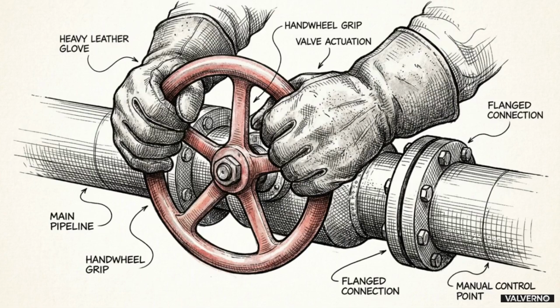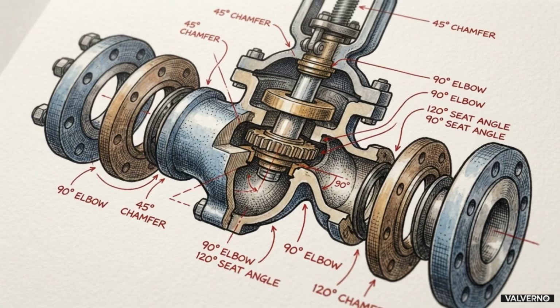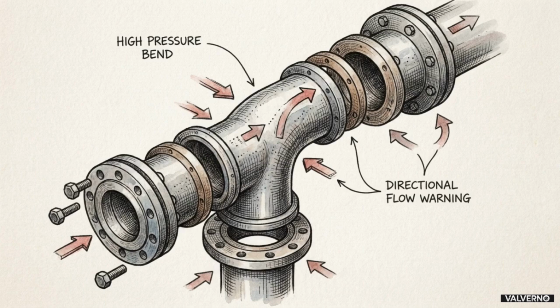Specifying a globe valve is a commitment to precise flow regulation. You accept a higher natural pressure drop to achieve absolute control over the pipeline. Step 2 is selecting the correct body pattern. The internal shape of the valve body forces the fluid to change direction, which directly impacts your pressure drop.